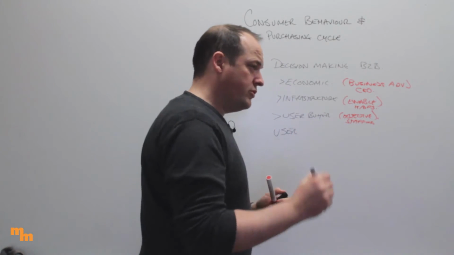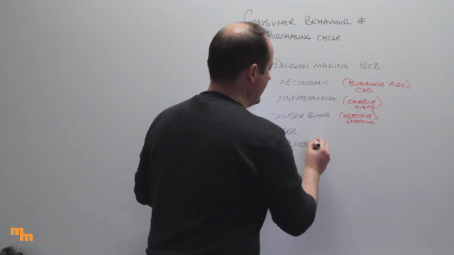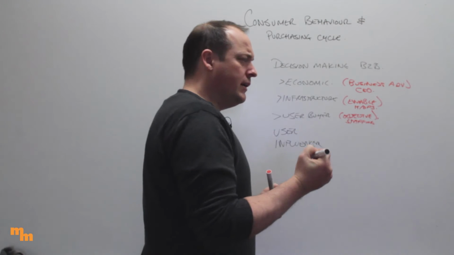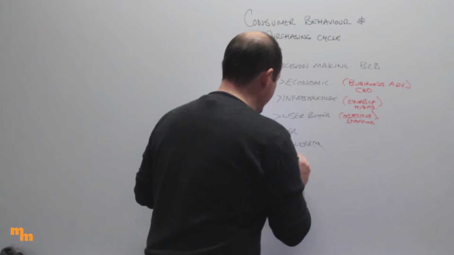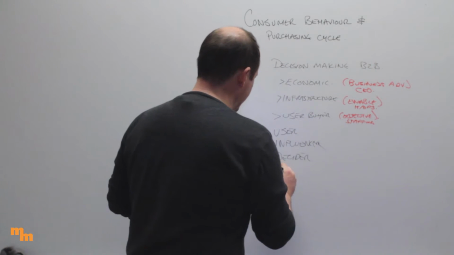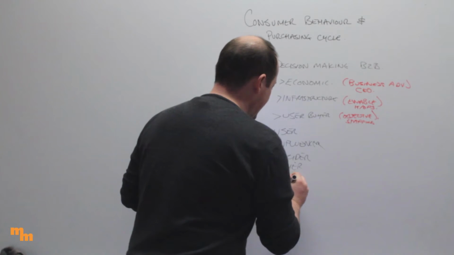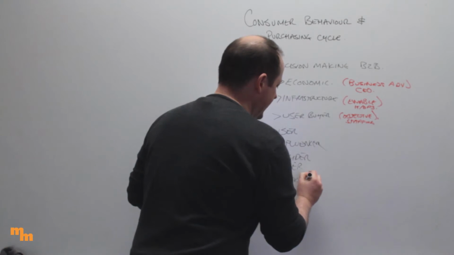So we've got the user who's using it. We've got the influencer who's talking about it. We then come down to the decider who decides whether we're buying it or not. Okay, from the decider, we start to get down to the buyer, the purchaser who's the purchasing officer, and then we've got a gatekeeper. Now, a gatekeeper in a business, we love our gatekeepers.